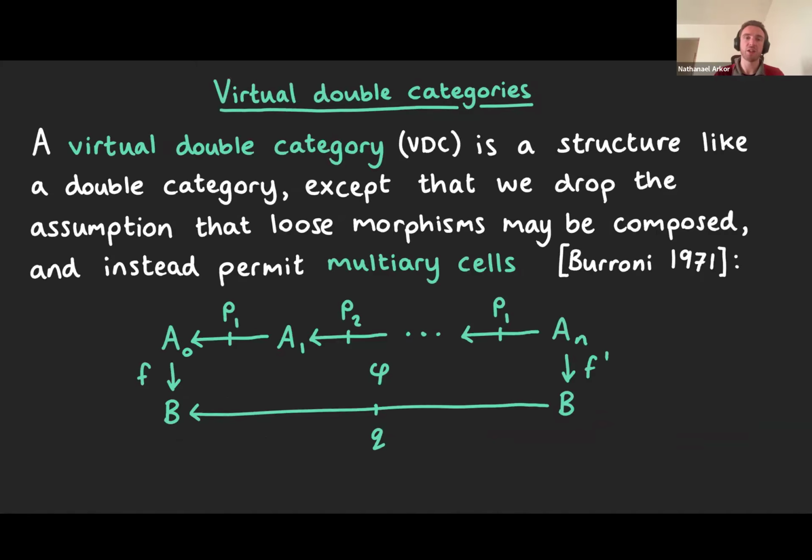So a virtual double category is very much like a double category, except just as when we move from monoidal categories to multi-categories, we drop the assumption that we can take tensor products. In a virtual double category, we drop the assumption that we can take composites of loose morphisms. And to fix the problem that now we can't talk about as much structure, in a multi-category, we introduce multimorphisms, and in a virtual double category, we introduce multi-cells. So now we have cells that have multiple loose morphisms in their input.